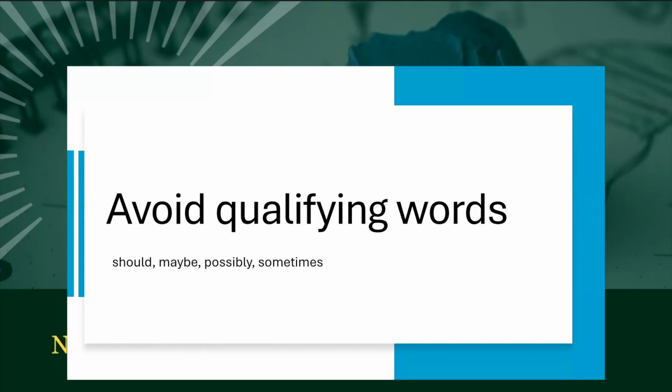Avoid qualifying words. Things like should, maybe, possibly, sometimes can be understood in a different way by certain students with disabilities compared to some students that are neurotypical. An example of this is a professor wrote on an exam, here's the question, you should use this method to answer the question. The student used a different method to answer the question and then lost all their points. And they were really frustrated with me, saying, well, why did the professor say I should? He didn't say I had to use that method.